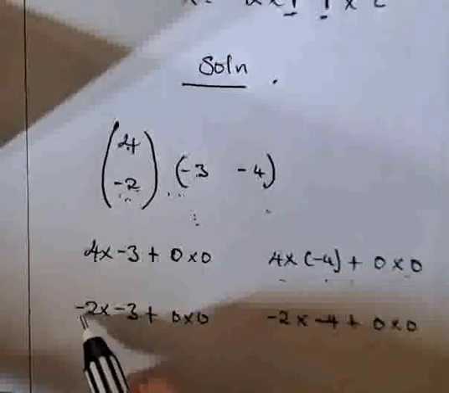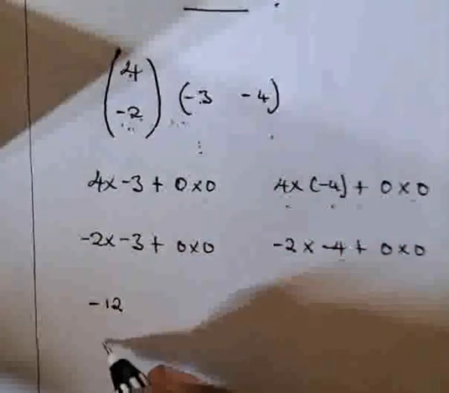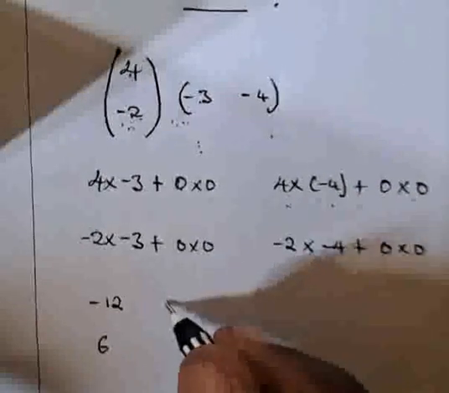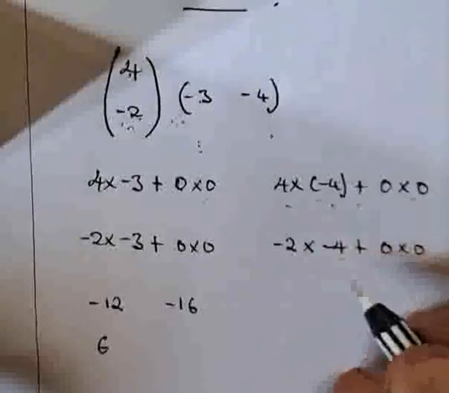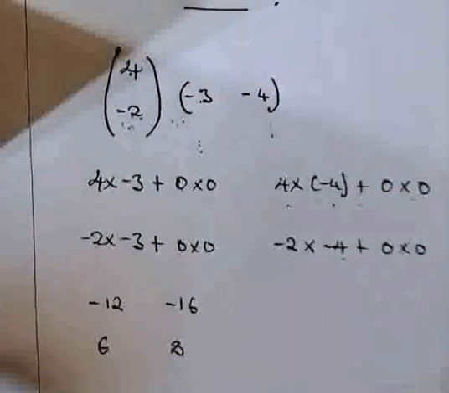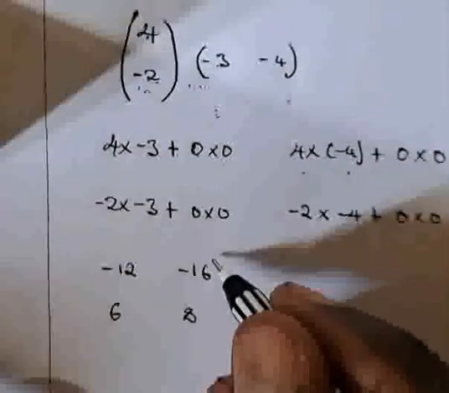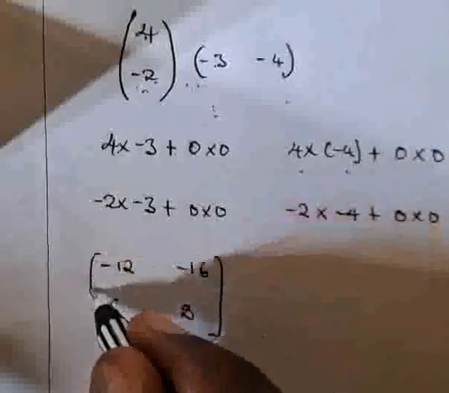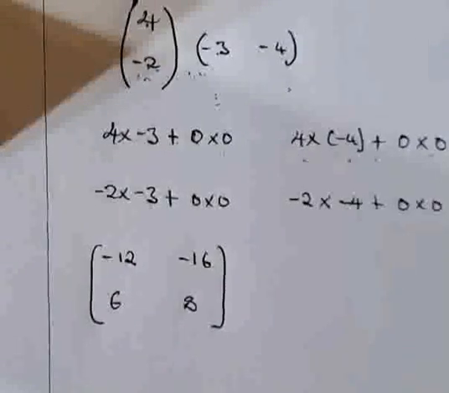Then -2 times -3, that is 6. This side, 4 times -4, that's -16. 2 times -2 times -4, that is 8. And then these will be just zeros there, so they don't do anything, isn't it? And then that's how our answer is going to be like when we express this matrix as a single matrix.